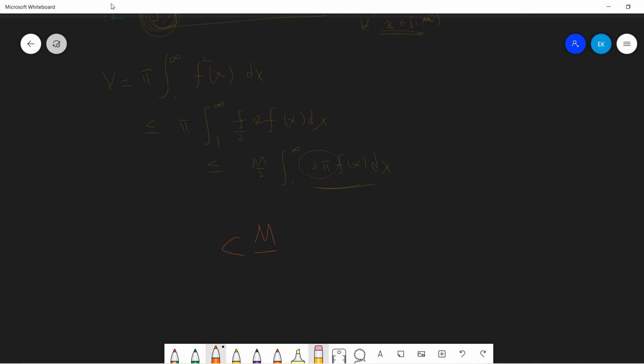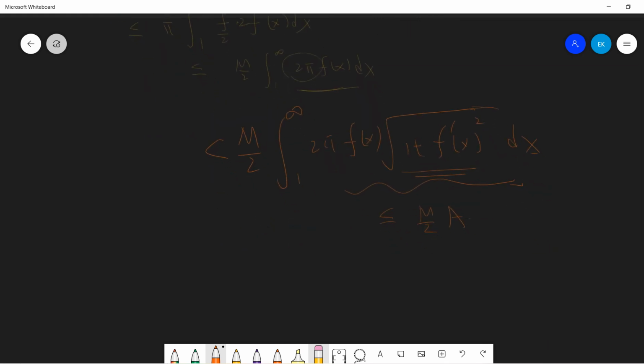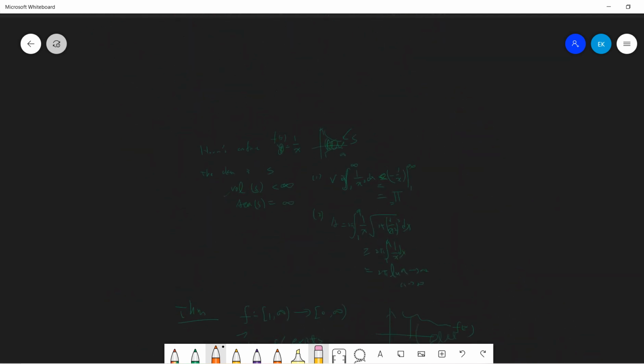So it's M over 2 times the integral from 1 to infinity, which is less than 2 pi f of x times the square root of 1 plus f prime of x squared dx. It's less than it because this is a positive term, and there's a square term here. So what is this? This is the area. So it's M divided by 2 times A. This shows that if the area of S is finite, then it bounds this volume, so the volume is finite. So there's no converse of the Horn surface.